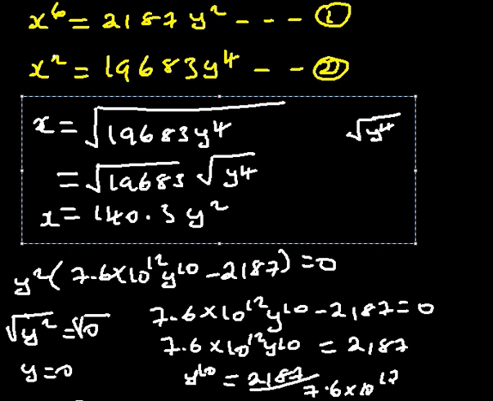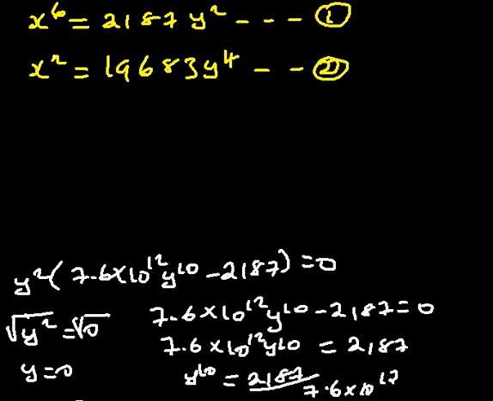And of course, from there, we'll have y to the power 10 is equal to 2187 divided by 7.6 times 10 to the power positive 12. And this should be that. With the calculator, what is that one? So what do you think you have that?